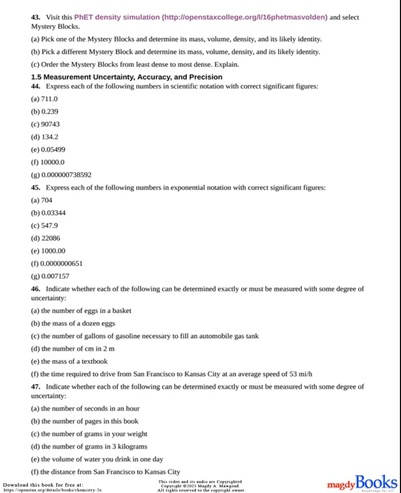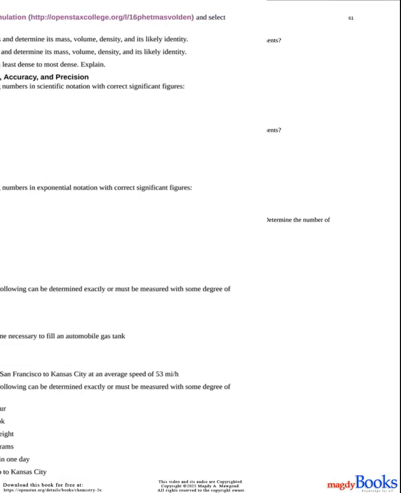47. Indicate whether each of the following can be determined exactly or must be measured with some degree of uncertainty. A. The number of seconds in an hour. B. The number of pages in this book. C. The number of grams in your weight. D. The number of grams in 3 kilograms. E. The volume of water you drink in 1 day. F. The distance from San Francisco to Kansas City.